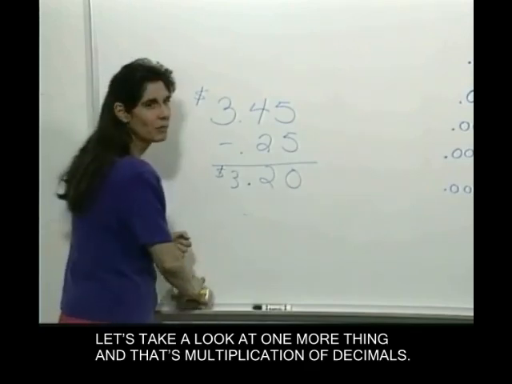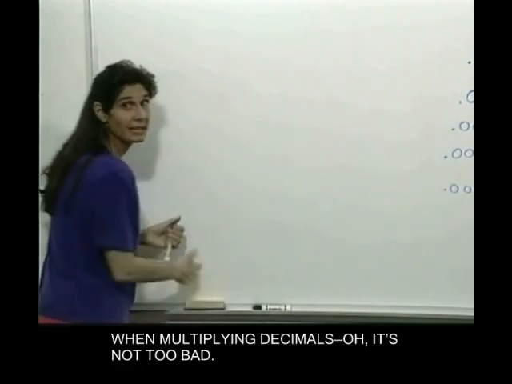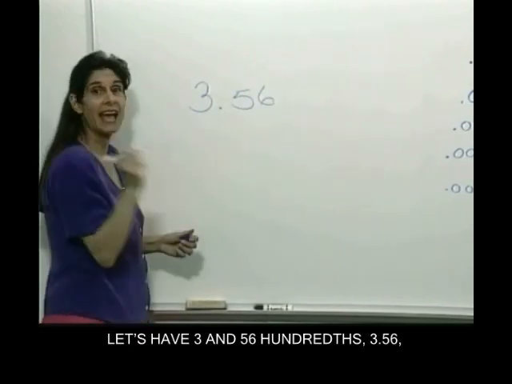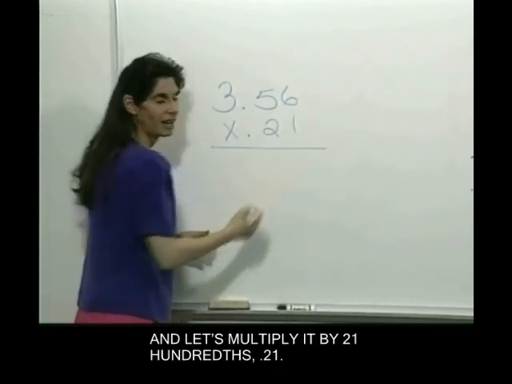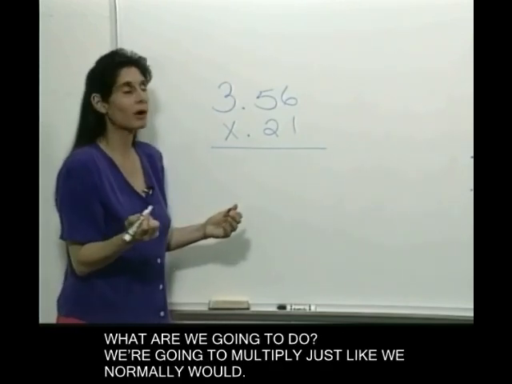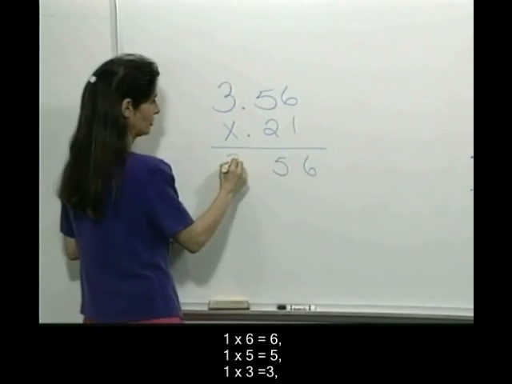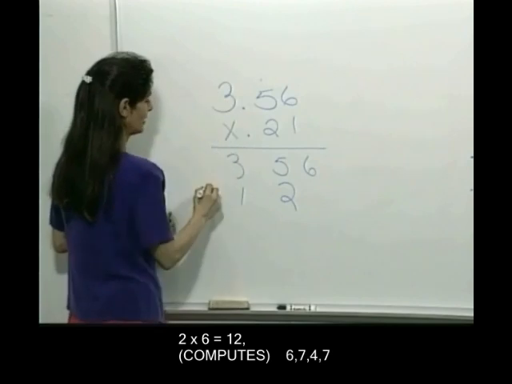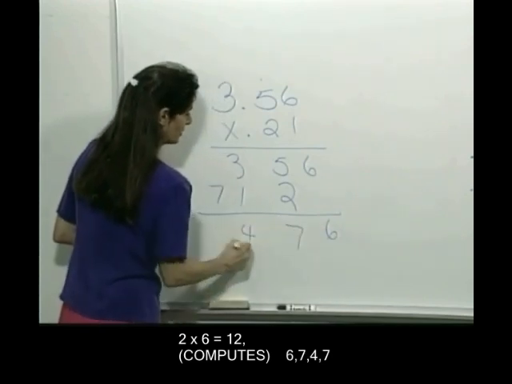Let's take a look at one more thing, and that's multiplication of decimals. When multiplying decimals, oh, it's not too bad. Let's have 3 and 56 hundredths, and let's multiply it by 21 hundredths. What are we going to do? We're going to multiply just like we normally would. 1 times 6 is 6, 1 times 5 is 5, 1 times 3 is 3, 2 times 6 is 12, and so on.